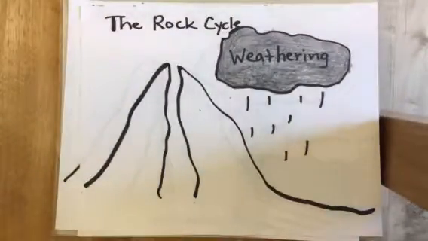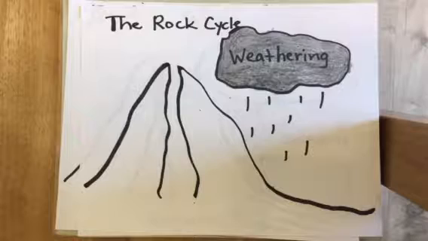Rocks on the surface of the Earth are exposed to weather: rain, snow, hail, wind, and many other weather conditions. Weathering is the breaking down of rocks into smaller pieces or sediments. Sediments are made of soil, shells, small pieces of rock, clay, sand, mud, and dead plant and animal matter.